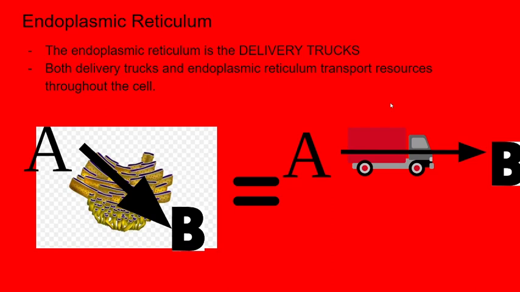Next, we have the endoplasmic reticulum. The endoplasmic reticulum are the delivery trucks. Both the delivery trucks and endoplasmic reticulum transport resources throughout the cell. Here we have resources going from point A to point B from both the endoplasmic reticulum and the transport trucks. I don't know about you, but they seem very similar, and therefore is a really good analogy.